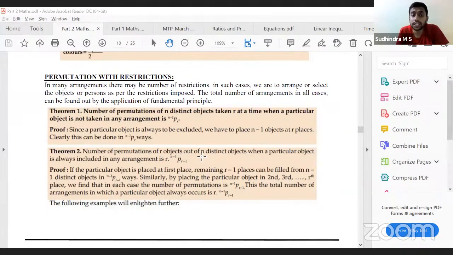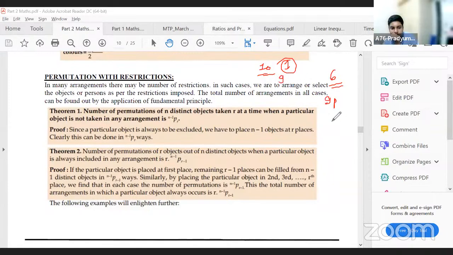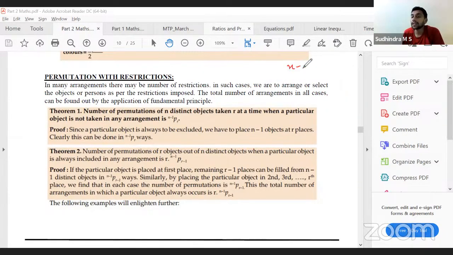Apart from that, permutations with some restrictions. The number of permutations of n distinct objects taken r at a time, when a particular object is not taken at all. So we have 10 objects, and I have to take 6 out of the 10, but I will not take one of the objects. What is the number of objects remaining? 9. So it should be 9P6, which is n minus 1 P r.